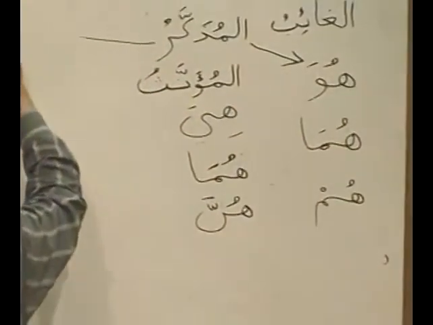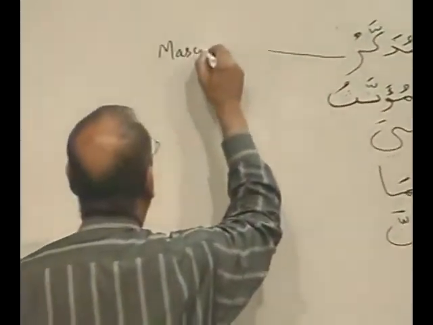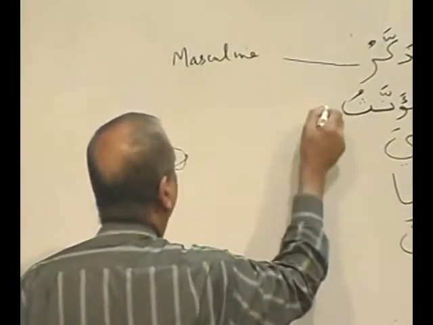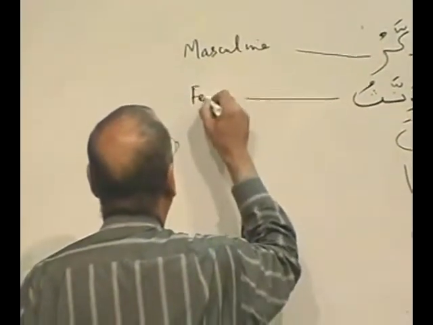So what is the difference between al-muzakkar and muannas? Muannas is feminine, brother. This is masculine, brother. And this is feminine.